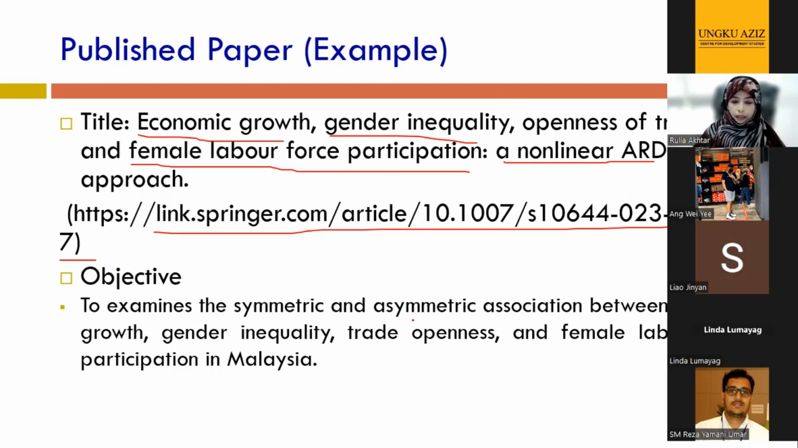The objective is to examine the symmetric and asymmetric association between economic growth, gender inequality, trade openness, and female labor force participation. Symmetric is actually the linear model, the ARDL model. Asymmetric is the non-linear, or NARDL model. Actually, what are the effects of economic growth if this one changes? Linear means that you can see only the direction, either negative or positive.